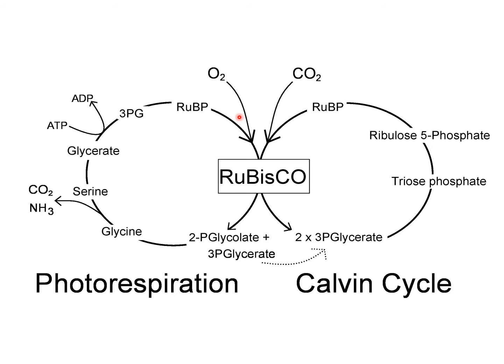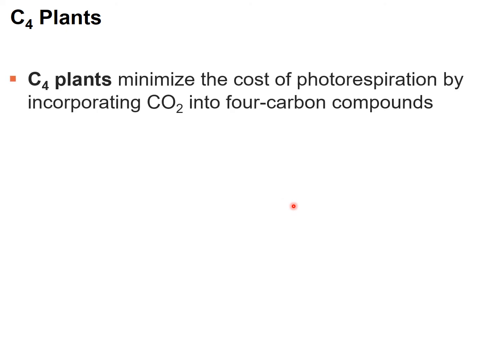Now this is C3 plants. Other types of plants have adapted other mechanisms to circumvent the incorporation of the oxygen into the Rubisco. C4 plants are pretty special. They have an alternate mechanism to bypass this photorespiration process by incorporating carbon dioxide into 4-carbon compounds, and that's why it's called a C4 plant.